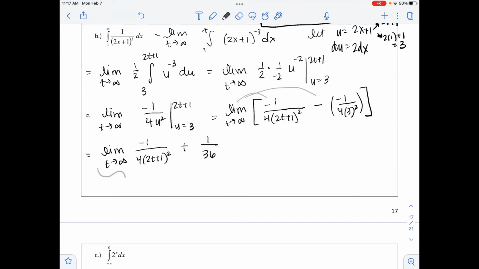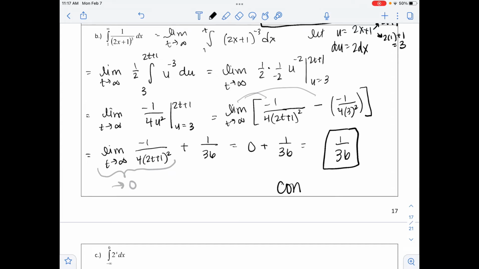And then looking at our limit this time, because t is going off to infinity, 1 over an infinitely large number is going to be approaching 0. And so that means that this is going to be 0 plus the 1 over 36. And so this equals 1 over 36. Since this is a numerical value, we can say that this is an integral that's going to converge.